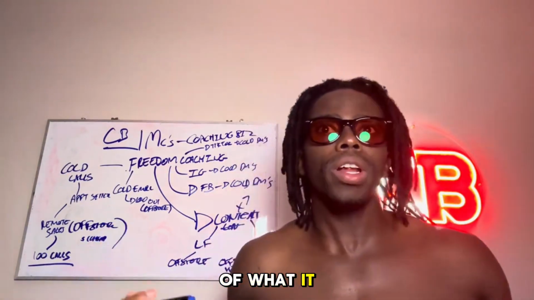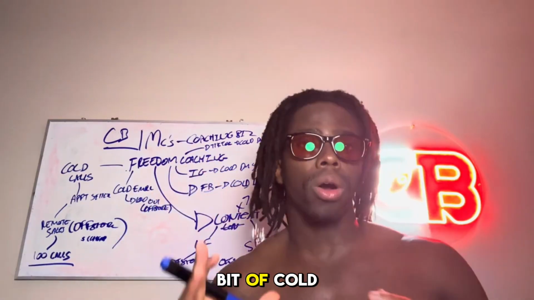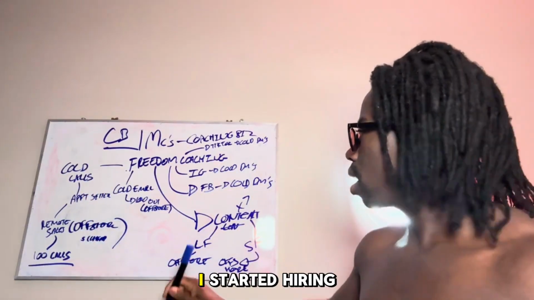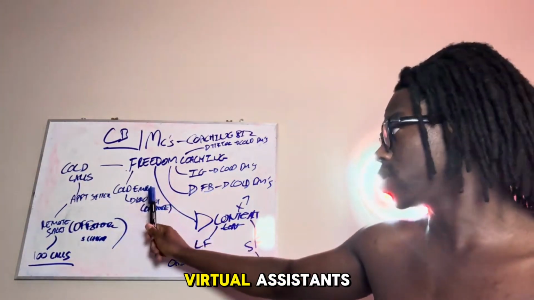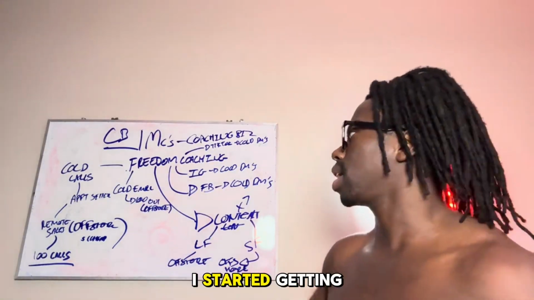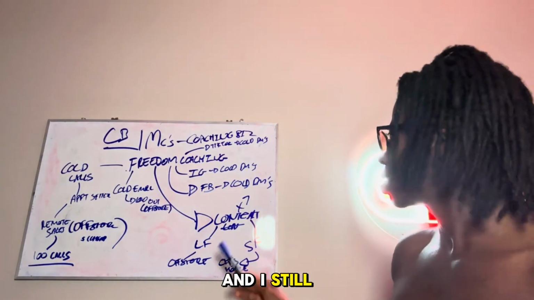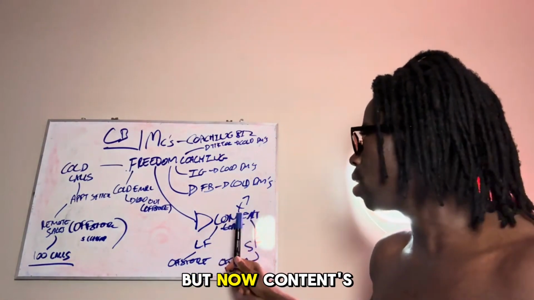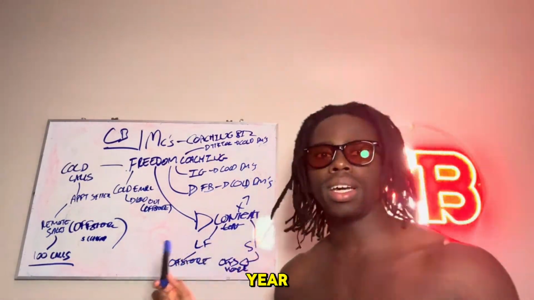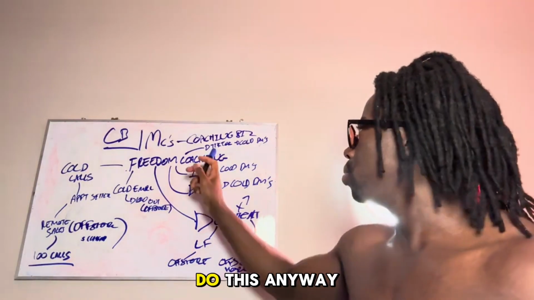A lot of what it took me just to get back to that level was cold calling, a bit of cold email. And then as soon as I got my first 5K in a month, I started hiring VAs, virtual assistants, people offshore, to send out emails. And then once I got better, I started getting people to help me set appointments, okay? And I wasn't putting out as much content at the time, but now content's a massive focus. I think that's what's going to get me to not only 7 figures this year, but to multi-7 figures. I truly believe that.